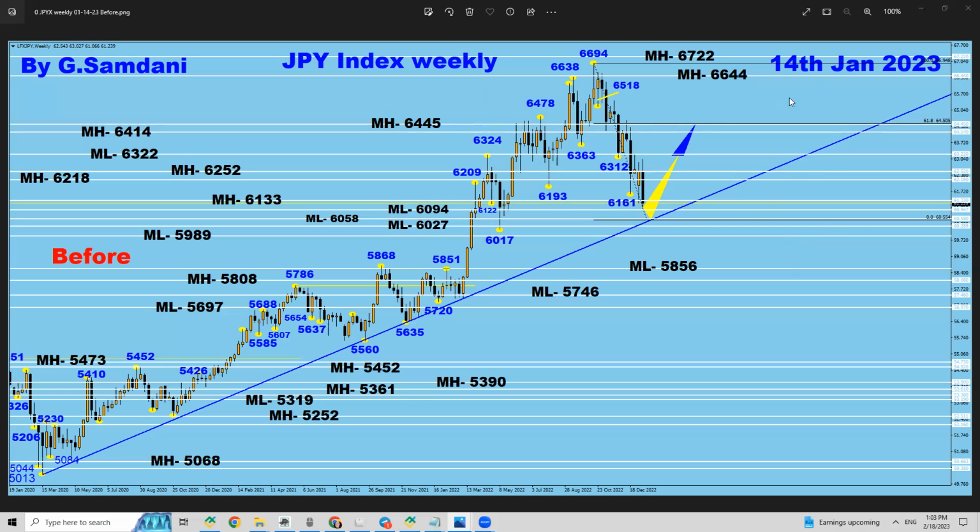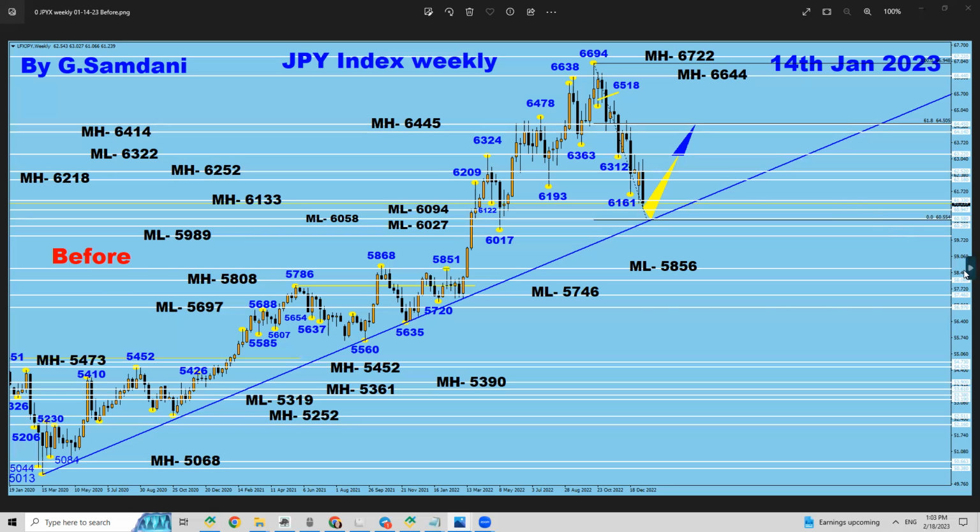This is a weekly chart I made on 14th January, and my target was all the way here. First here, 63, and then if we break this without dropping, continue, then we will go to 64.65, 64.45. That's my main setting. And I was expecting that it might drop a little bit to the trend line and then start to go up, or maybe right from where it was at that time.